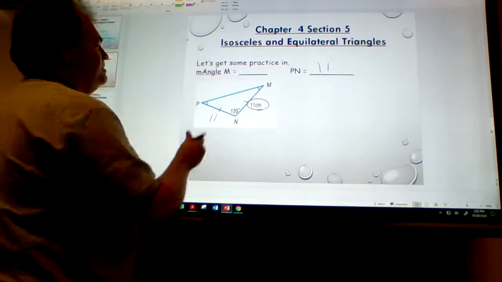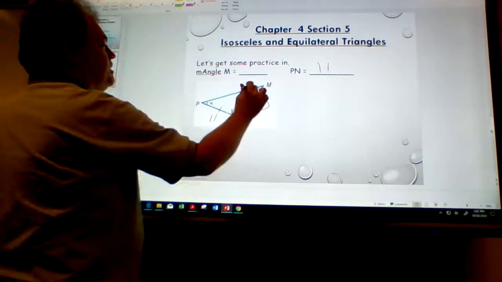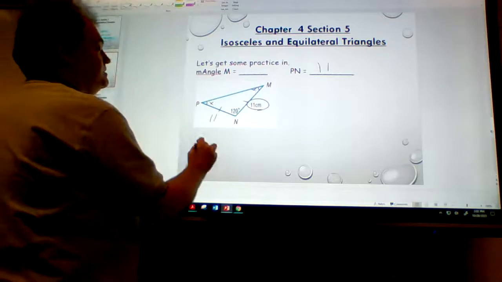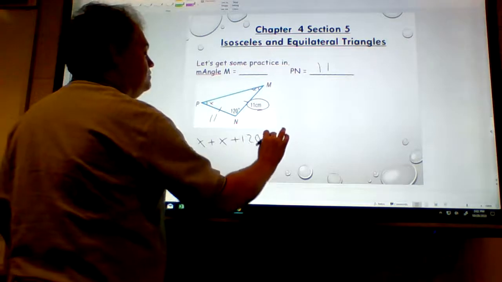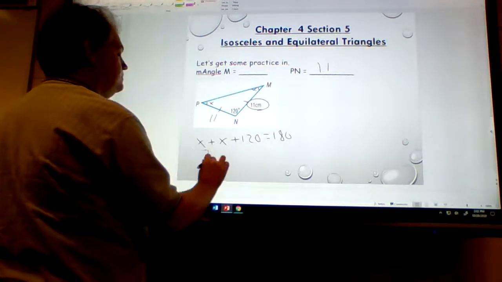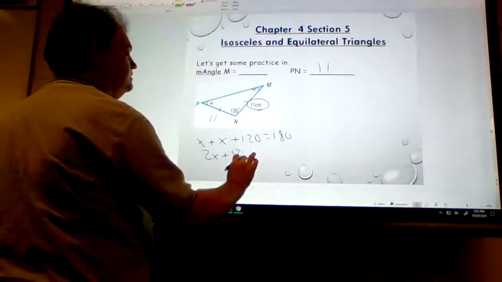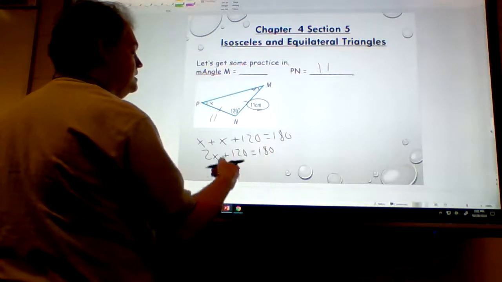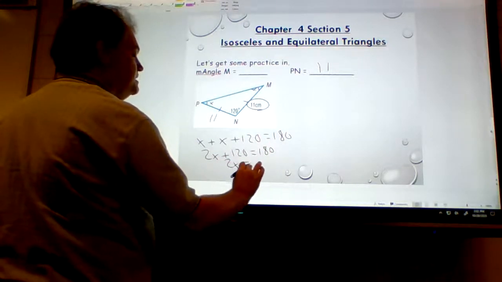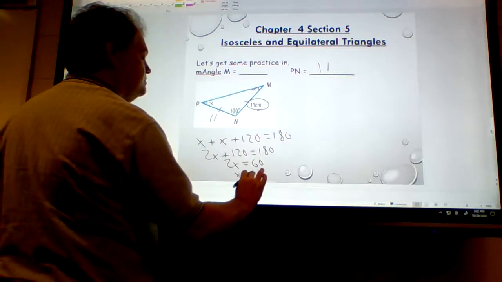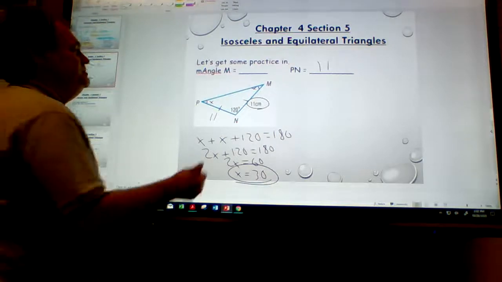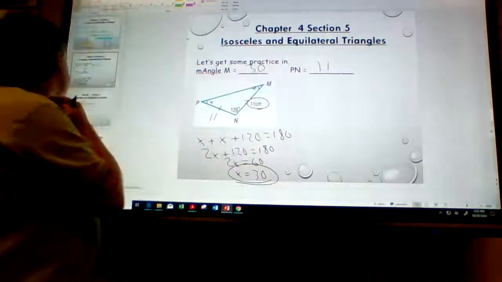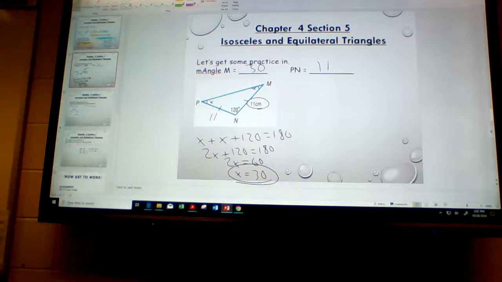So let's come up with a variable. Let's call it x. So we'll call these both x since they're both the same. So I got x plus x plus 120 equals 180. So I got 2x plus 120 equals 180. Subtract 120, you get 2x equals 60. So therefore x equals 30. There you go. So the measure of angle M equals 30 degrees. All right. Pretty short, simple, and to the point.